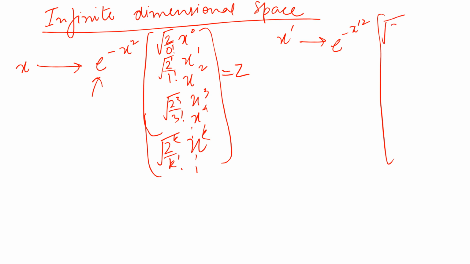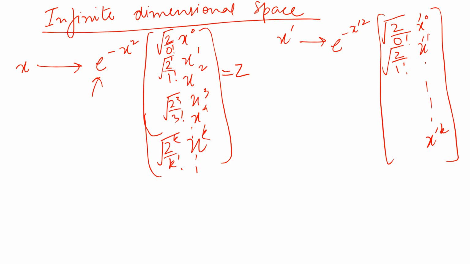And so square root 2 over 0 factorial, x to the 0, and then x to the 1, square root 2 over 1 factorial, and so on, x prime k, so this has to be prime and prime, k, square root 2 over k factorial. That's it, right? All right. So now, obviously, we have to think about the kernel.